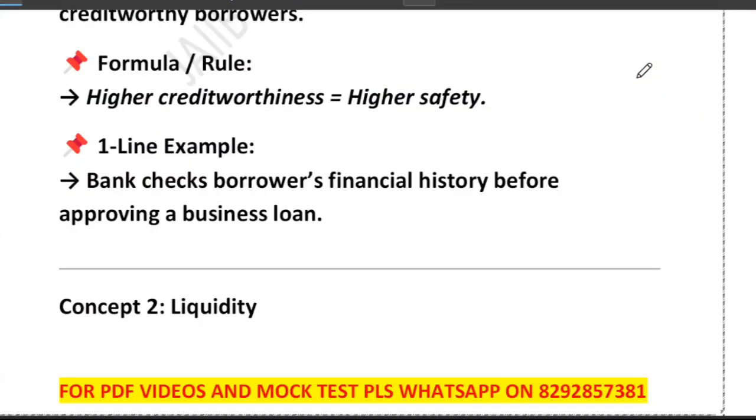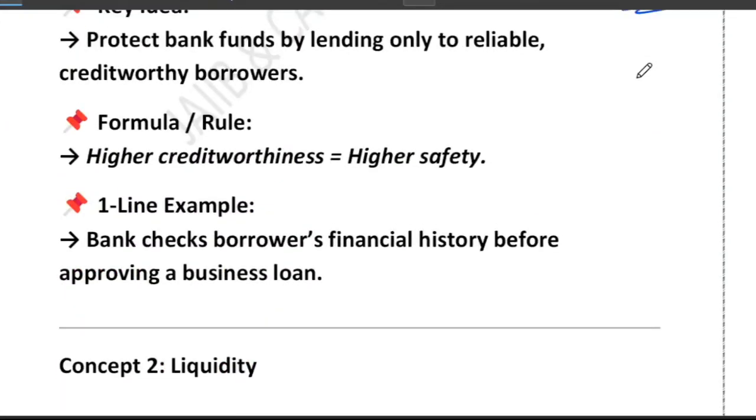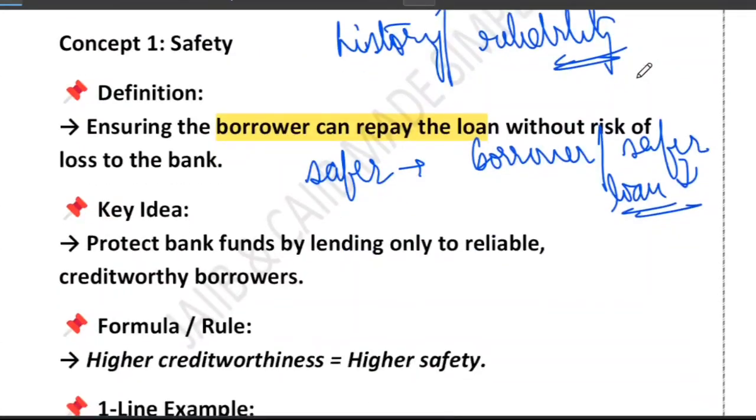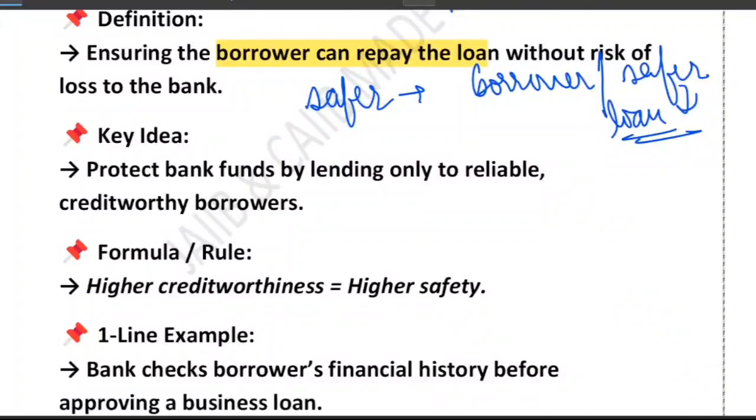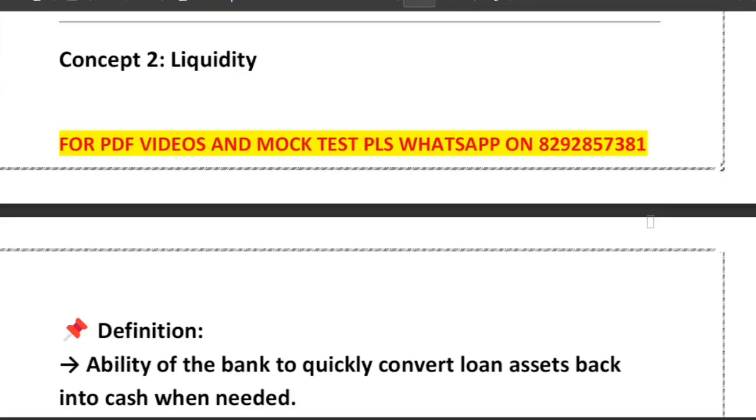The second thing is liquidity. Liquidity means what? I will explain all these points in detail. As you can see, they have mentioned that the borrower can repay the loan, so protect bank funds by lending only to reliable borrowers. So what is the rule? The rule is very simple: higher creditworthiness.